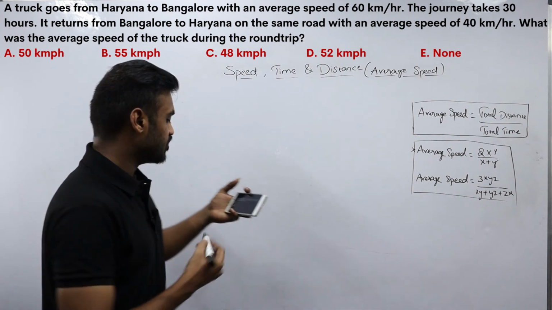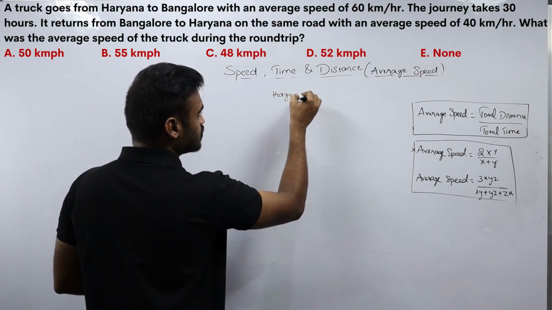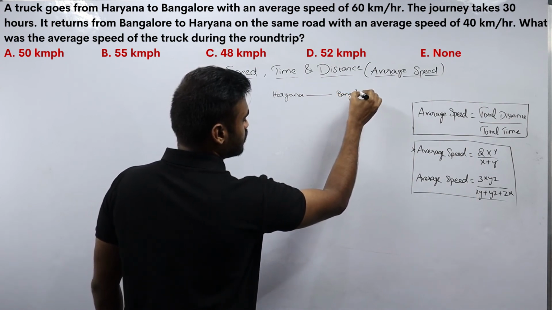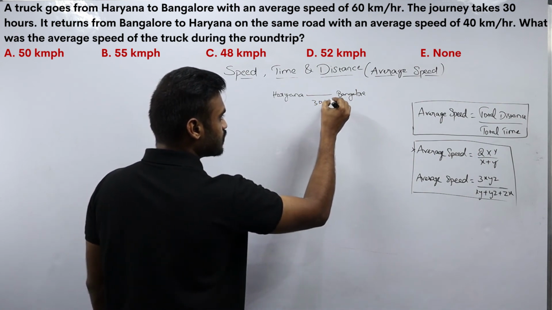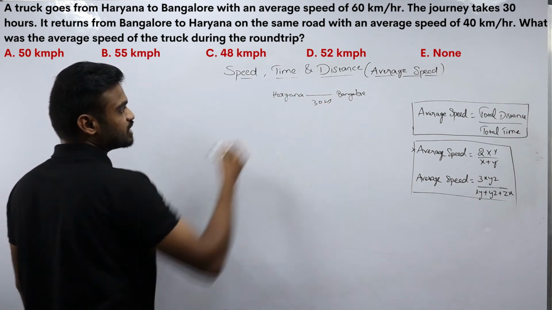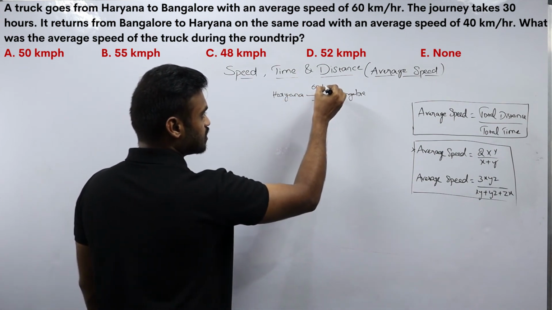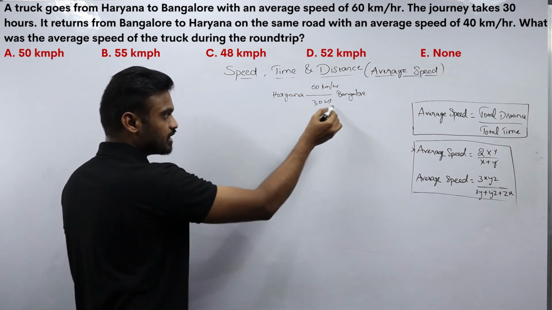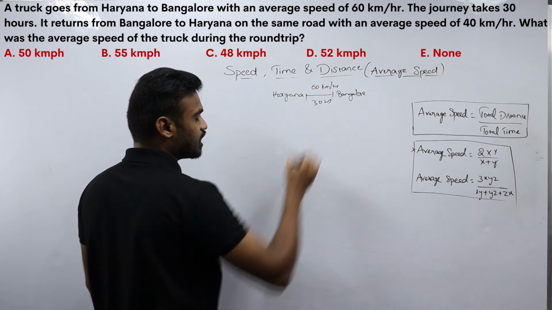See here, they have given Haryana to Bangalore. The total journey is 30 hours. And also the average speed traveled from Haryana to Bangalore is 60 km per hour. Now we know the average speed and also the total time taken, so we can find the distance between Haryana and Bangalore.